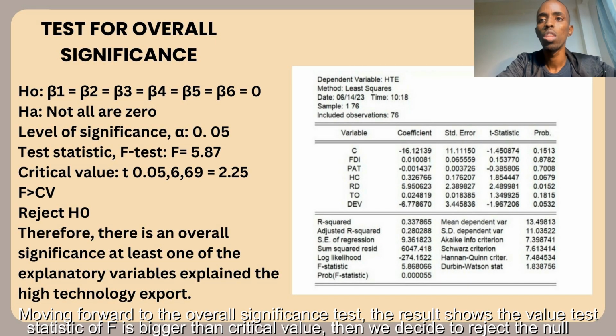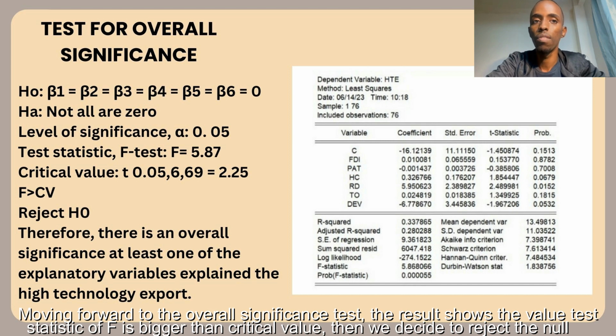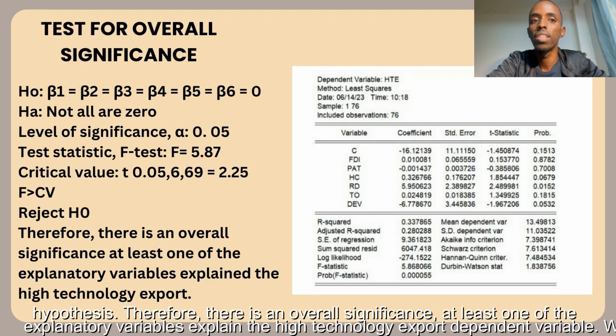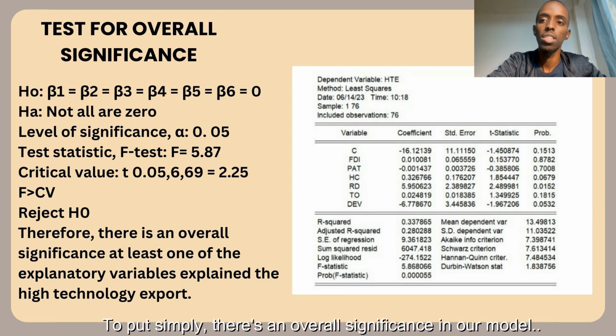Moving forward to the overall significance test, the results show that the value of the test statistic F is bigger than the critical value. Then we decide to reject the null hypothesis. Therefore, there is an overall significance. At least one of the explanatory variables explains the high technology export dependent variable. We conclude that our 6 explanatory variables jointly have a significant effect on our dependent variable. To put it simply, there is an overall significance in our model.